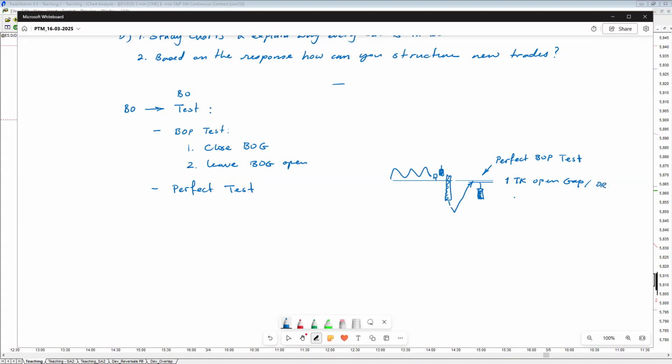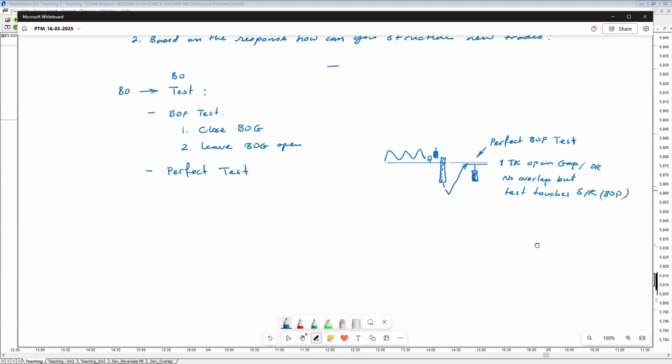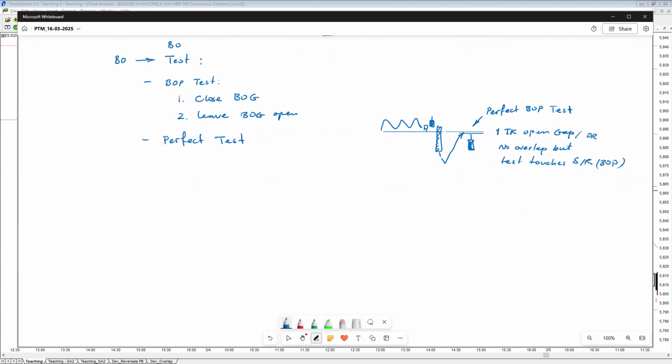or no overlap, but the test touches support or resistance, the breakout point, basically. So both of them are the same. And you're welcome to do the research on your own and see what you find. But that's a perfect test. So what does the perfect test indicate? Strength. Yeah, exactly. It's a sign of strength.